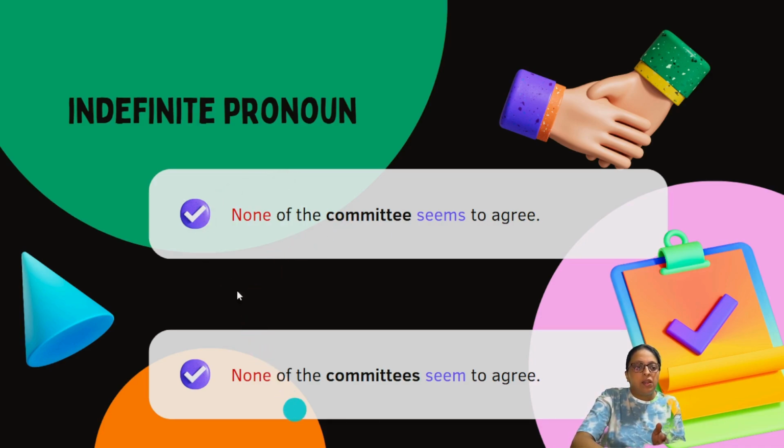Now, just think, none of the committees. When this becomes committees, what does it mean? It means there are multiple committees, and we are talking about all the committees, and we want to say the committees don't seem to agree. If there are multiple committees, obviously that is countable, and if we use none with it, then the verb will become plural. Therefore, none of the committees seem to agree.